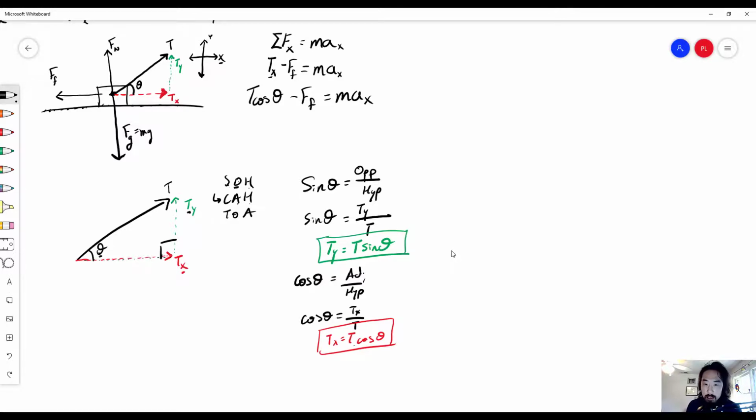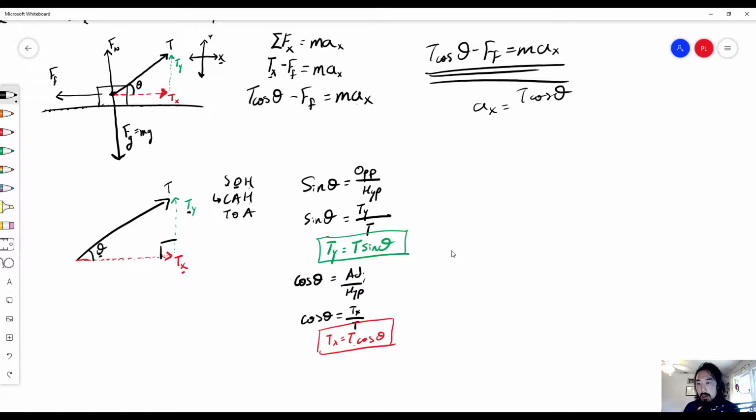So if we were finding the acceleration, we would divide both sides by the mass, right? So I'll just show us that. So we get T cosine of theta minus F of F is equal to m times a. So this is our equation. In order to find the acceleration, we want to isolate the acceleration. So we're going to divide both sides by mass so that we would get T cosine of theta minus F of F divided by m, okay?